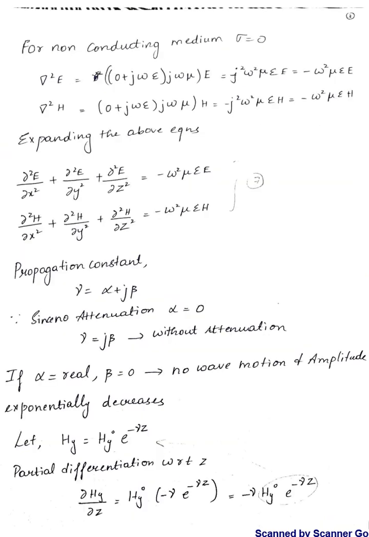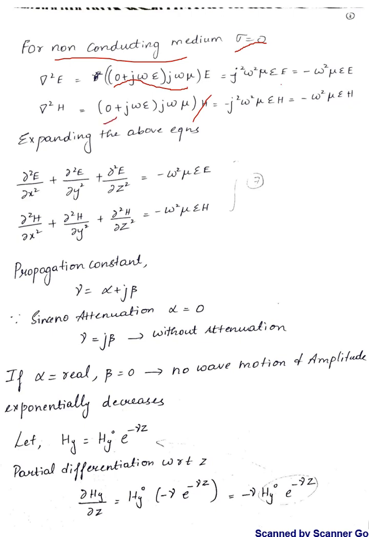So in the previous equation we had del square E is equal to gamma square into E, and previously we had the gamma square value also, that is sigma plus j omega epsilon into j omega mu. So for a non-conducting medium, the condition is that sigma value is 0. So 0 plus j omega epsilon into j omega mu into E. And similarly for H also I am writing, substituting the value of sigma as 0.